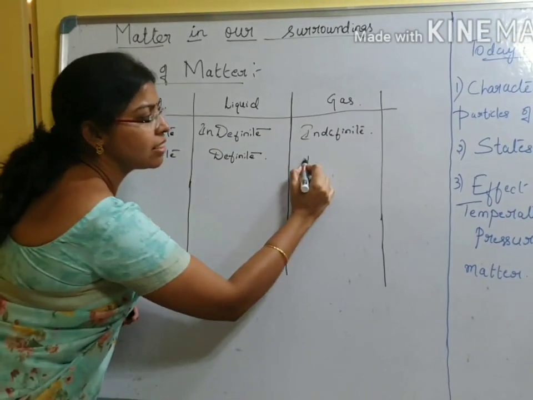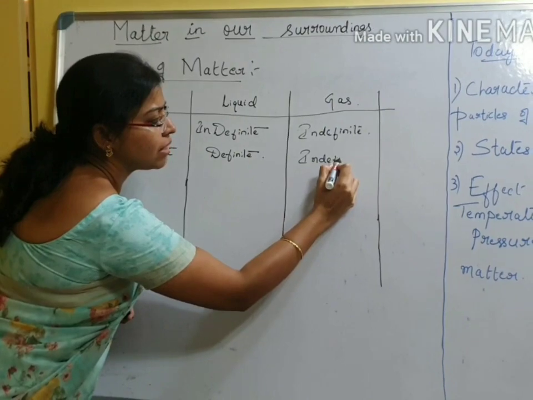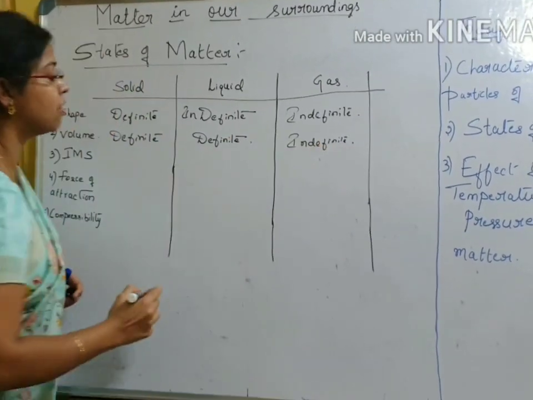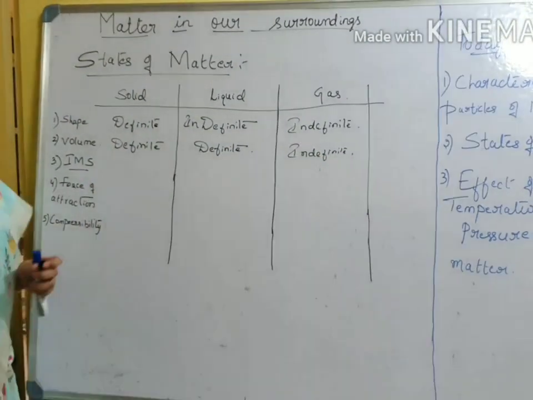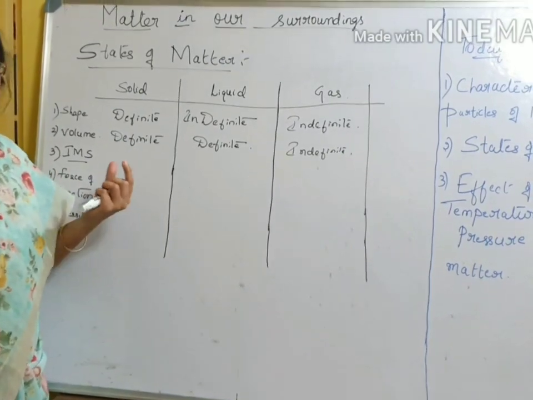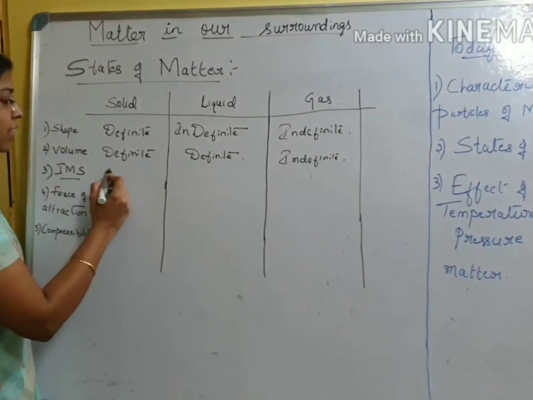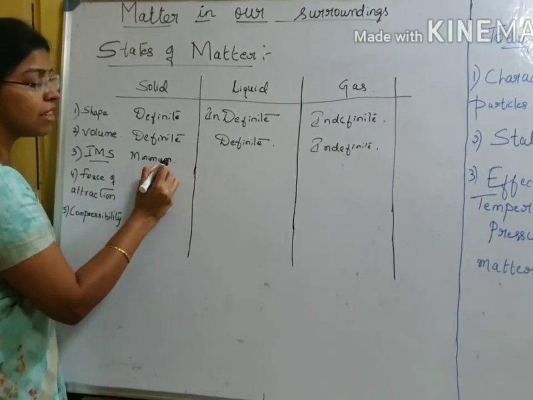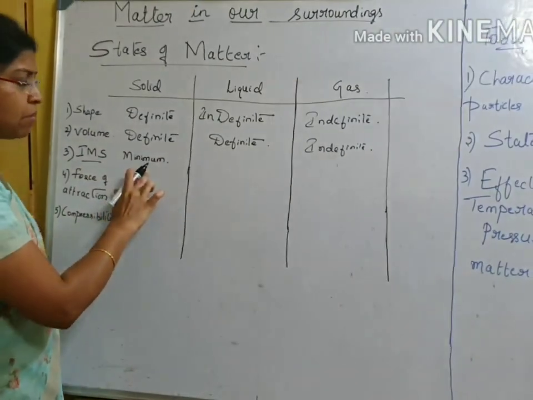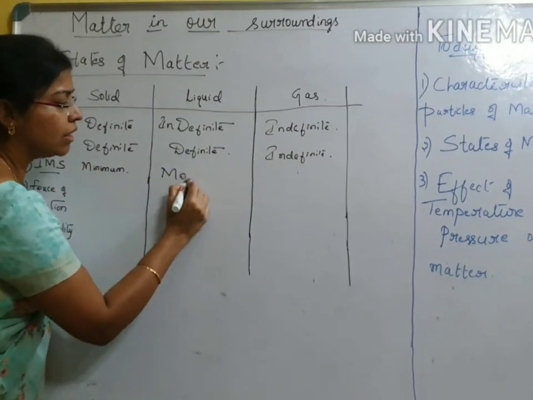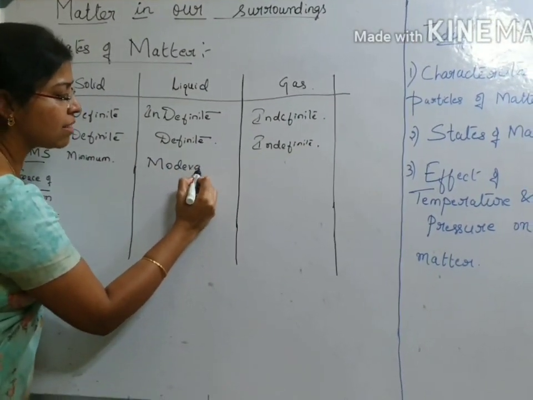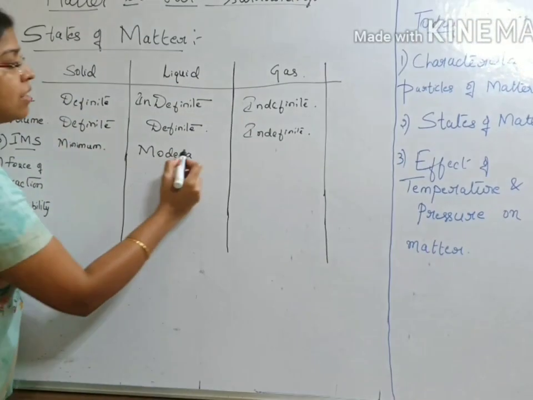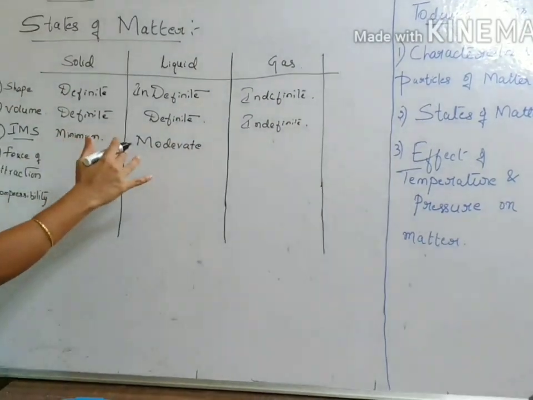What about gas? It does not occupy a definite volume, so it is indefinite. What about IMS, the intermolecular space between the particles? In a solid, it is very intact, so there is a very small space between the particles. So it is minimum space, whereas in liquid, they do have some space, better than solid. So it has moderate intermolecular space.